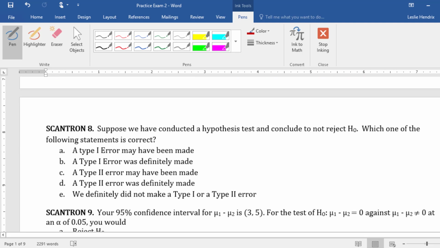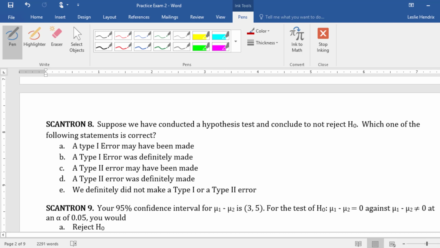All right, so if you carry out a hypothesis test and your conclusion is to fail to reject the null, you could have possibly made an error. And that type, if you failed to reject the null, would be a type 2 error. This is never the answer choice. We don't ever know that a type 1 or type 2 error was definitely made or that was definitely not made. So if you reject the null, you might have made a type 1 error. And if you fail to reject the null, you might have made a type 2 error.